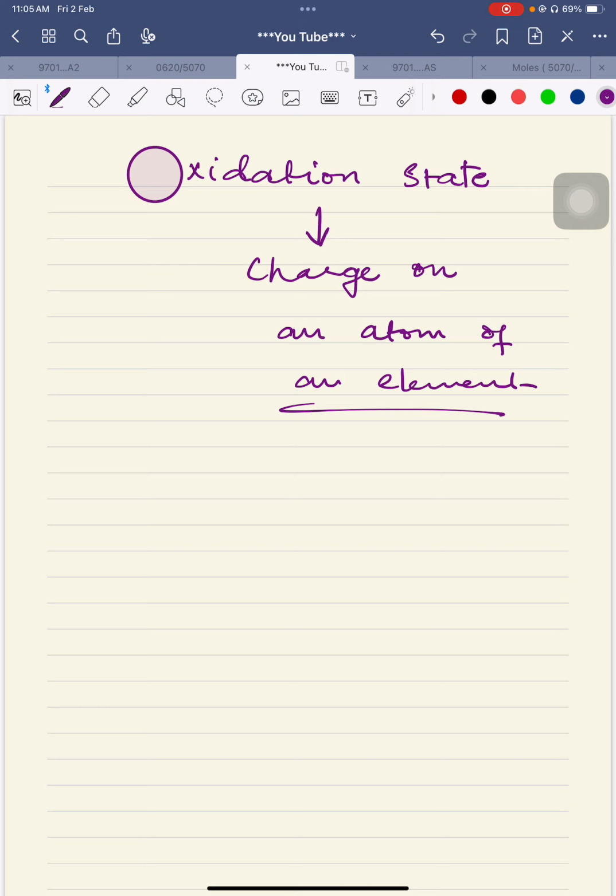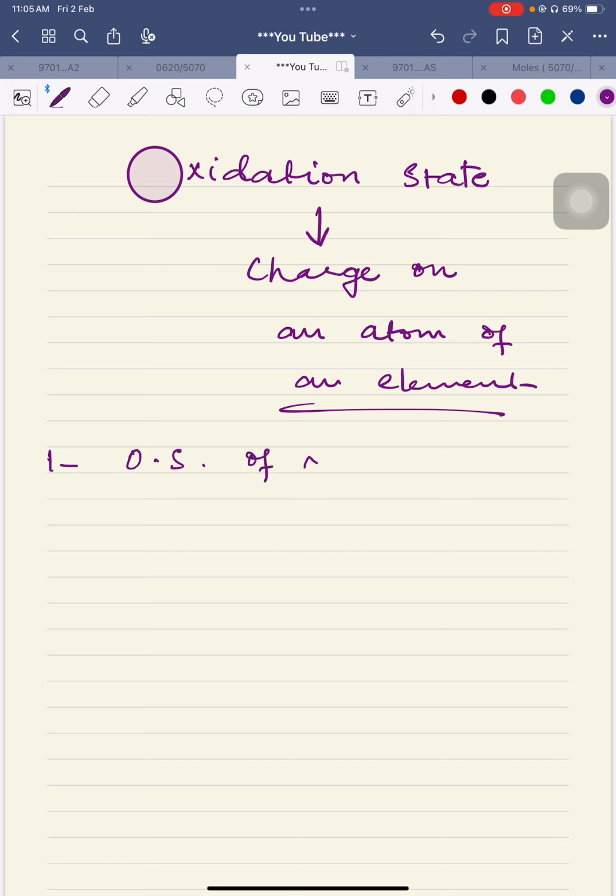What is the oxidation state of different types of elements? There are certain rules which I am going to tell you, and how to calculate oxidation state is really an important thing to understand at this level as well, and it will be helpful to you regarding the topic of redox, which we will teach you in AS chemistry. Okay, so right now oxidation state has certain rules, and what is rule number one?